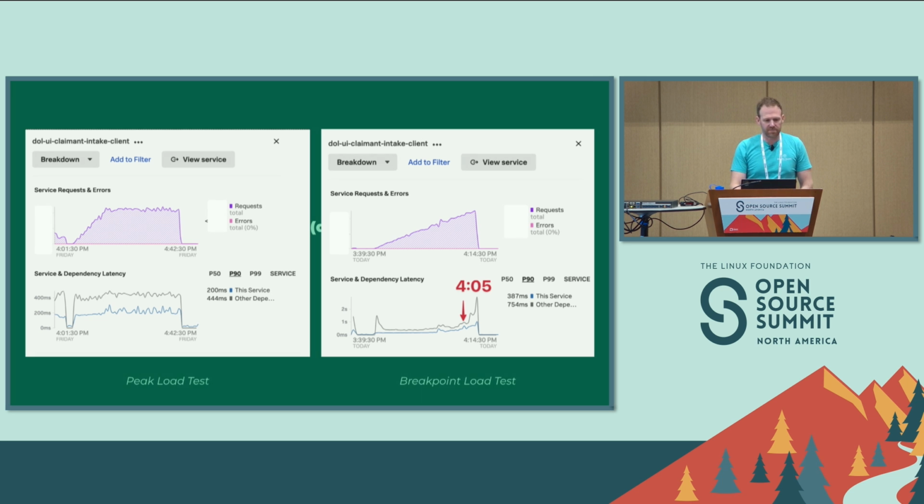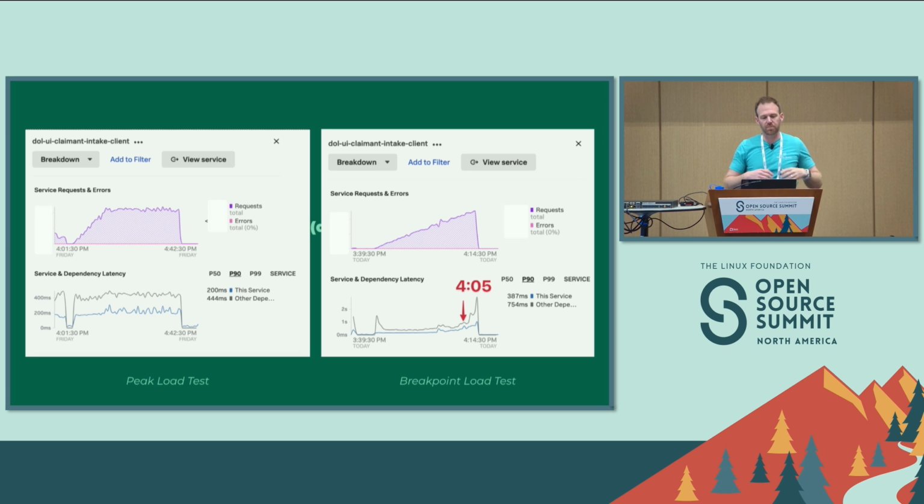So again, we were able to get this running, and we were able to get K6 running up to the point where we were able to make the application fall over. We didn't quite get to COVID loads with this breakpoint test.